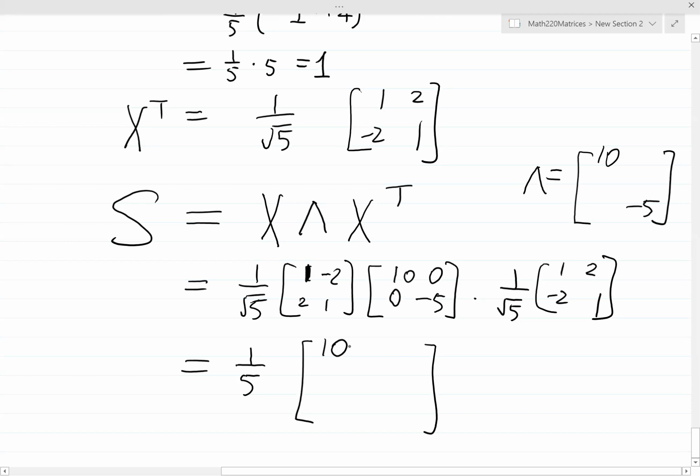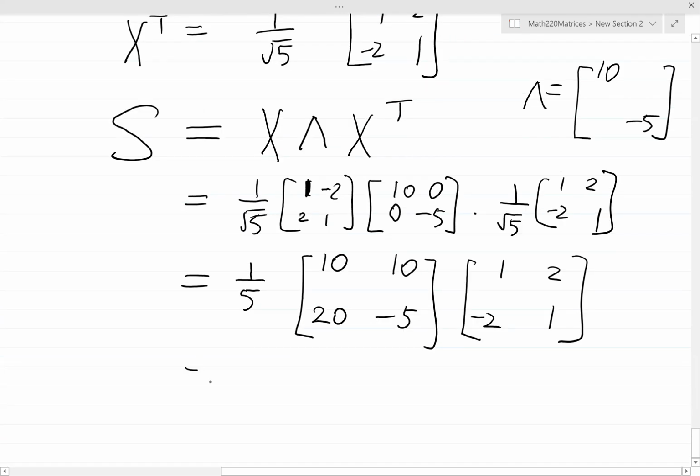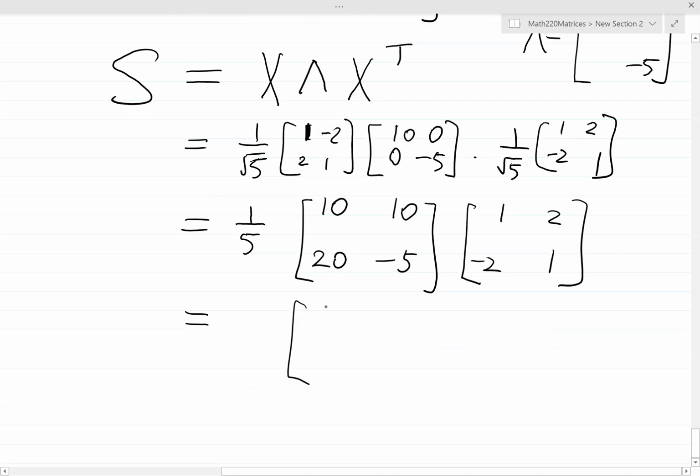First row times second column. 1 times 0, negative 2 times negative 5. So we get a 10 here. Second row times first column. 2 times 10 plus 1 times 0. So we get a 20. Second row times second column. So we get this, times 1, 2, negative 2, 1. Now we just divide by 5. Then what do we get? 10 divided by 5, we get a 2, 2, 4, negative 1 times 1, 1, negative 2, 2.